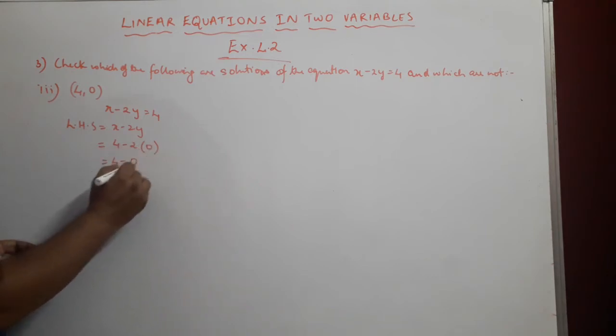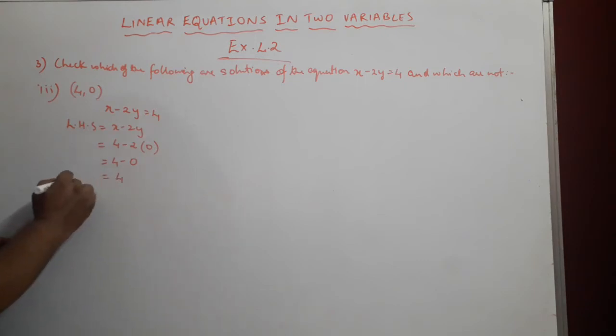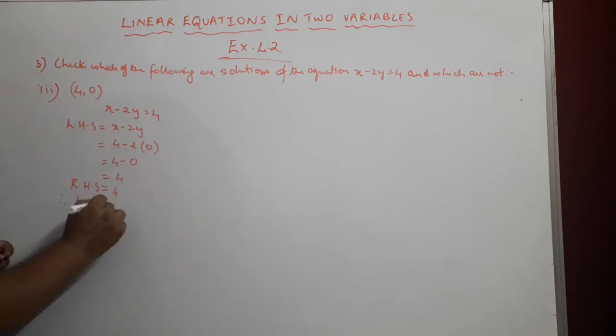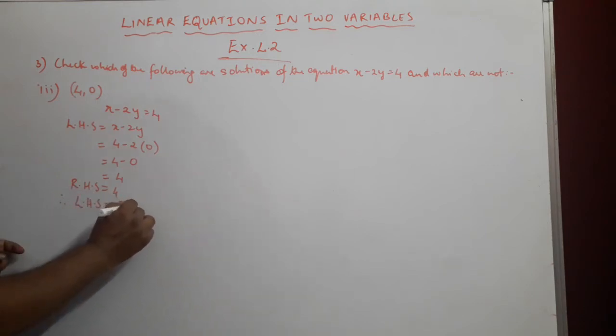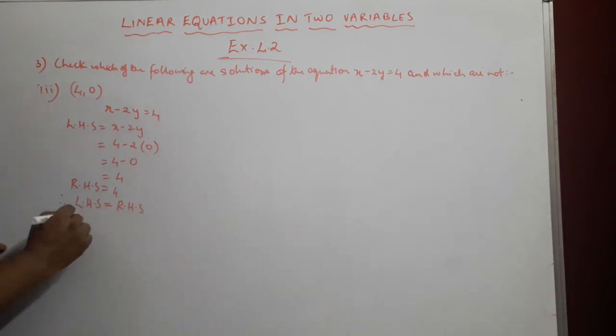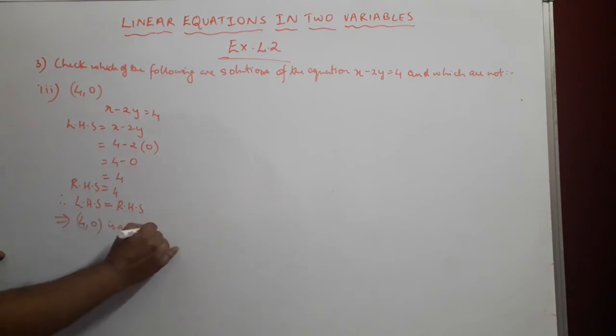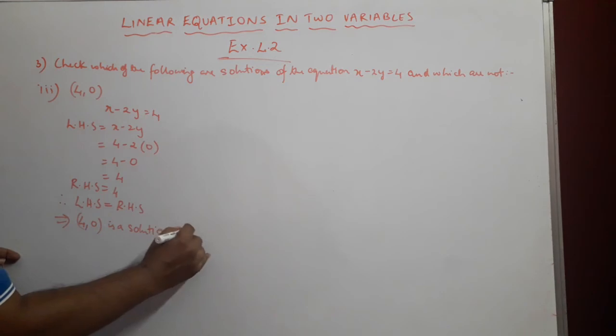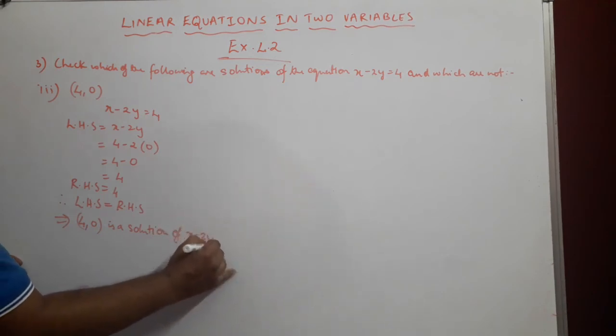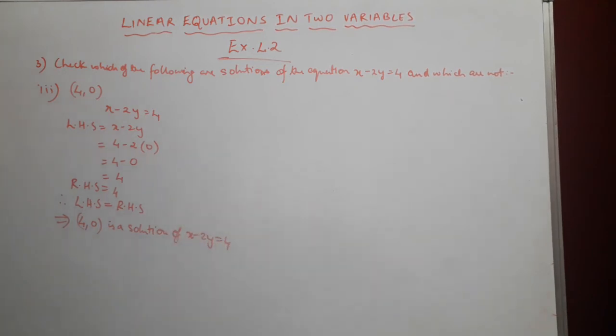So we are left with 4 minus 0 is 4, and the right hand side is also 4. You can say therefore LHS is equal to RHS, and this implies that (4, 0) is a solution of the given equation x minus 2y equal to 4. So this time we have got a solution for the given equation.